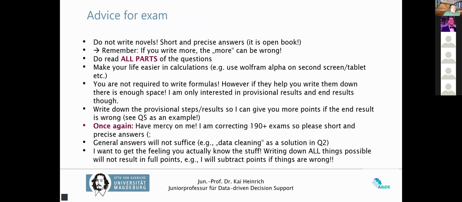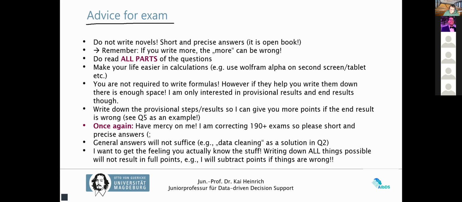Okay. So I have some advice for you for the exam. If you follow it, it's up to you. Do not write novels; write short and precise answers. It's open book, and I would say that is a very nice thing to do. But I expect in return that you write precise answers.